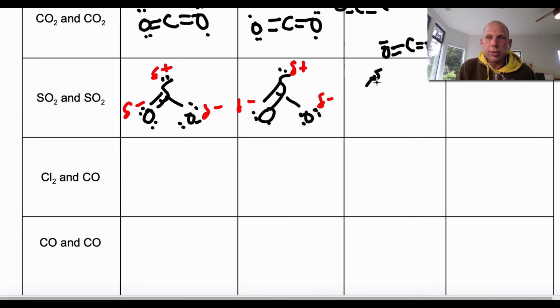So what am I going to do? I'm going to draw my partial charges, and I'm just going to do one very simple thing. Connect negative and positive. So they have a very strong intermolecular force. So what do we think about this? Is this going to be a liquid or a gas? It's going to be a liquid. They're closer together.